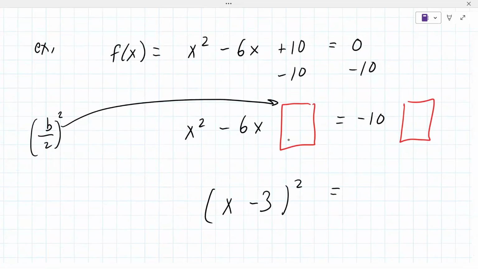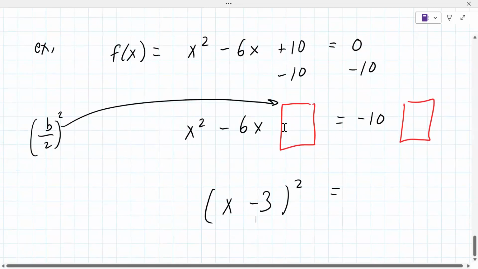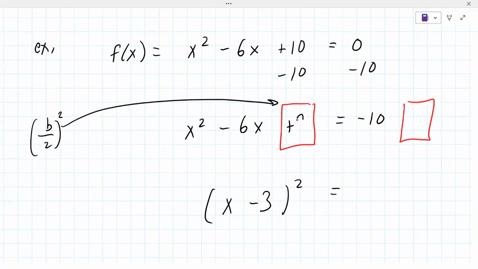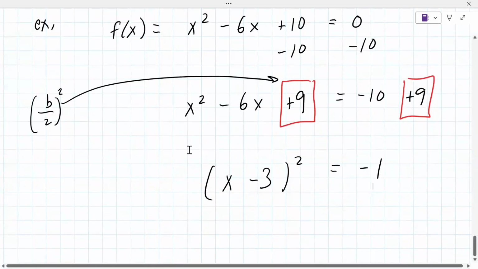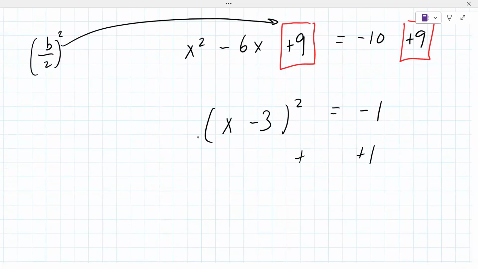So it's x minus 3 squared. The number that goes in the box is this last one squared. Basically, when you expand x minus 3 times x minus 3, what goes in the box? Plus 9 plus 9. So this equals negative 1. Got it. And then you got to move it back. Yeah, so you get x minus 3 squared.